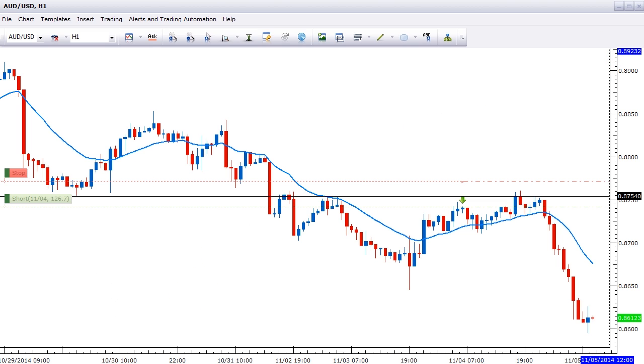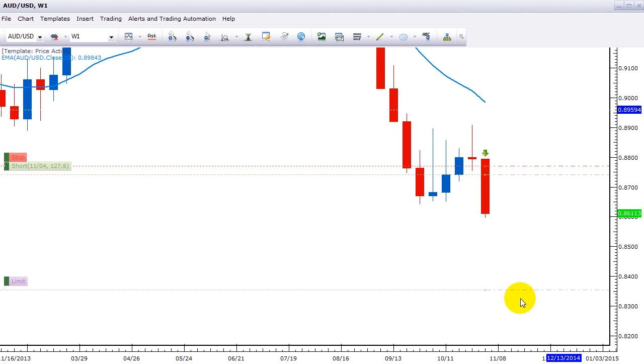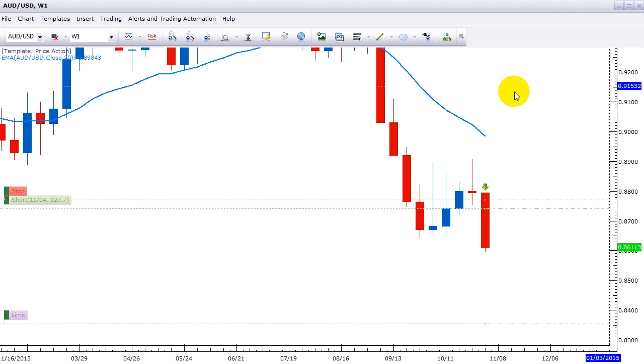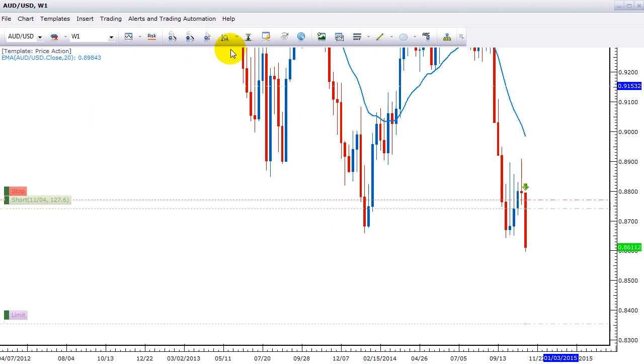Now, my target is much lower than the prior range. It's actually down here at about 83.54. Why did I choose this target? Well, being that we've broken the range, I anticipated that some stops would be tripped and that we'd probably have a large continuation move from here.